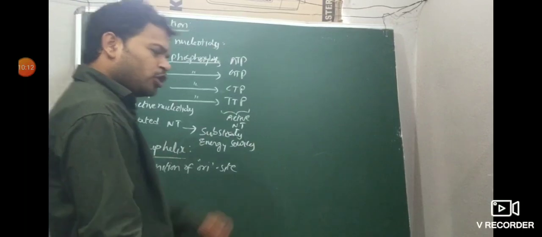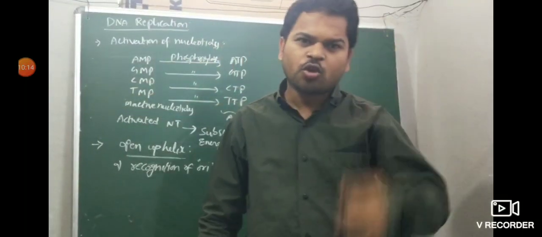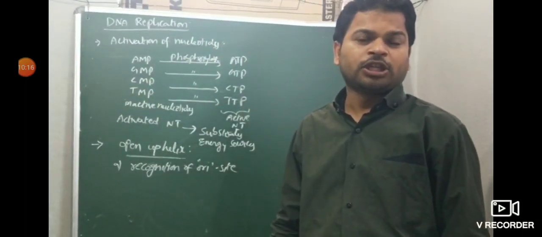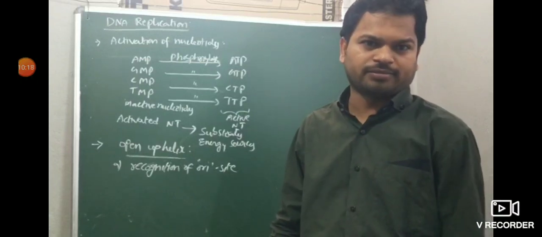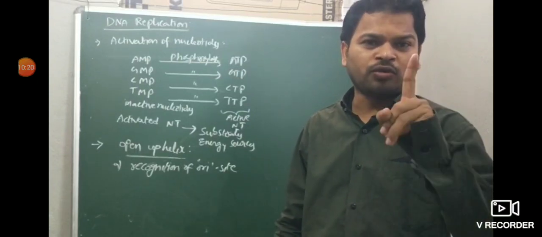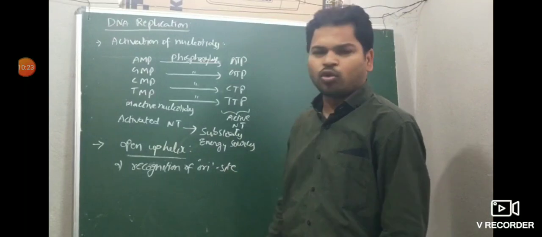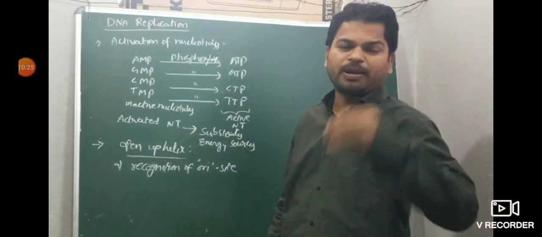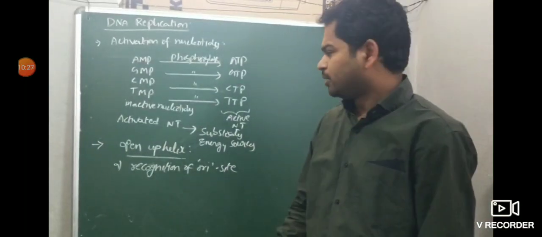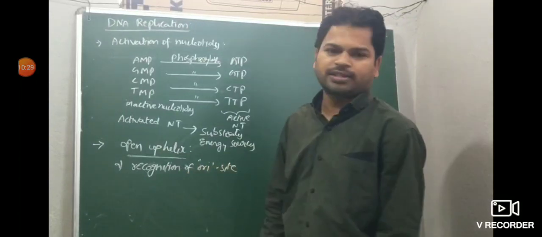In prokaryotes there is only one ORI site. In eukaryotes, more than one ORI site is present. Origin of replication, where replication needs to start. That needs to be recognized by the ORI site.